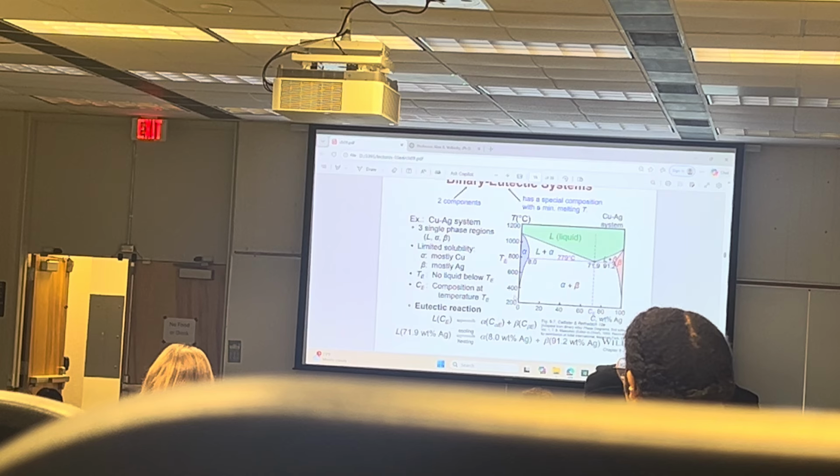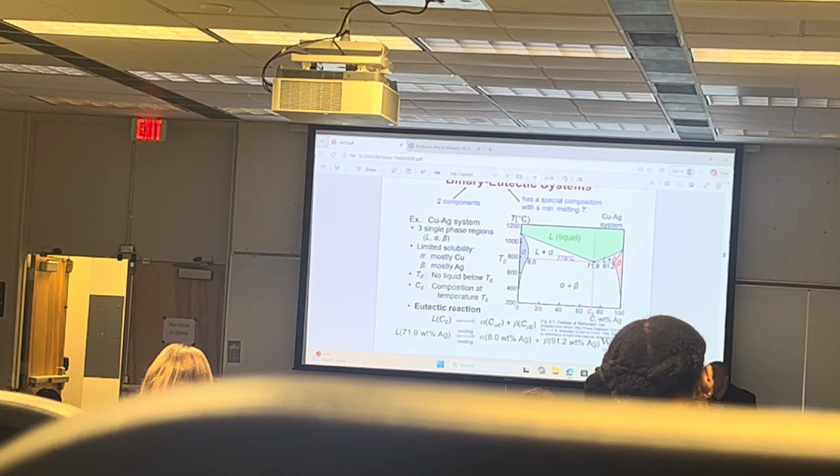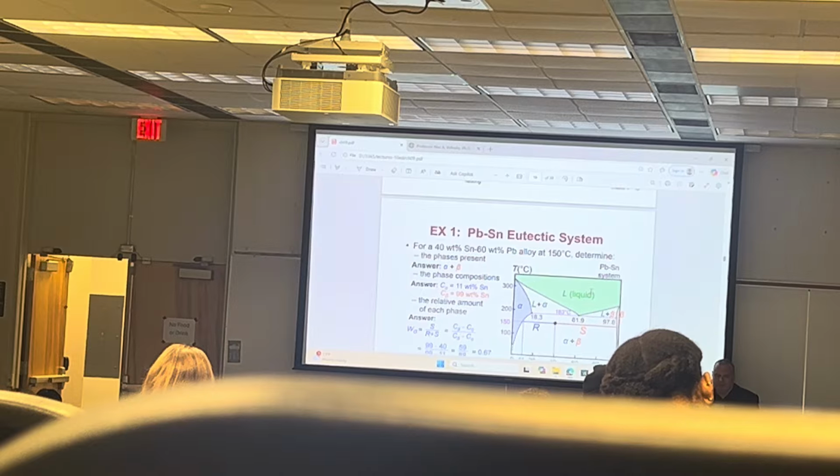Okay, let's look at the copper. We start here, we go up. Is alpha a liquid phase? No, it's a solid phase. And then what's the melting temperature of copper? It's right here. You see that? Like what, 1100-ish or so? And I have a question for you. If we take an alloy with a composition of C sub E, eutectic, what is the melting temperature of this alloy? 779 degrees centigrade.